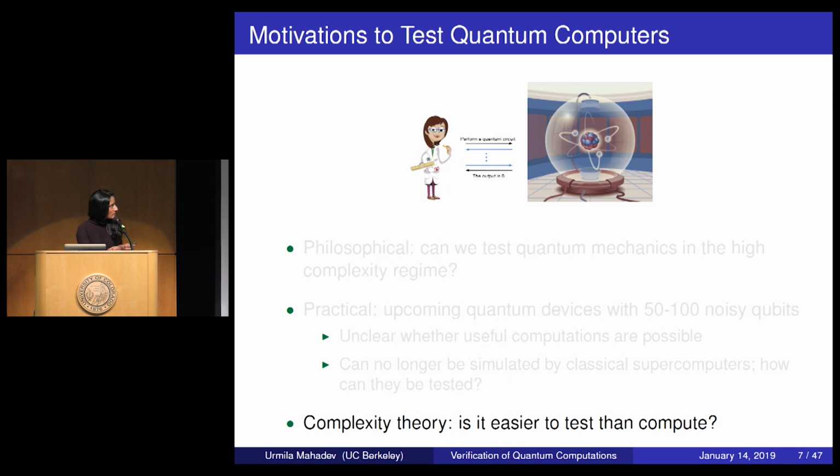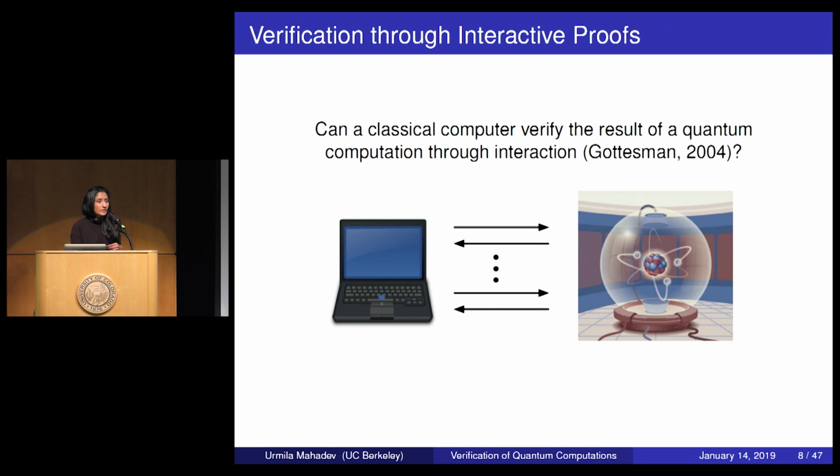Okay, so this question of classical verification of quantum computations through interaction was first stated by Daniel Gottesman in 2004. Here the experimentalist is modeled by a classical computer, and she's referred to as the verifier. The quantum computer is referred to as the prover. The goal of the verifier is to interact with the prover over some number of rounds in order to verify the output of a quantum computation.